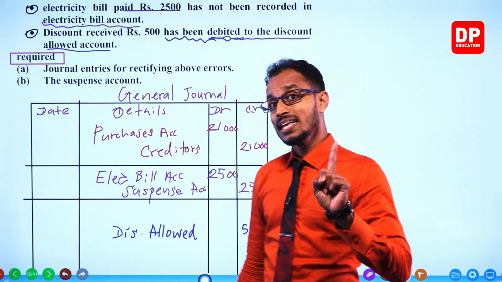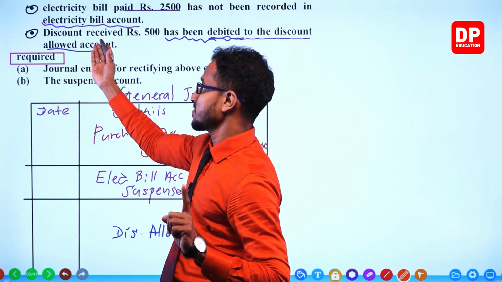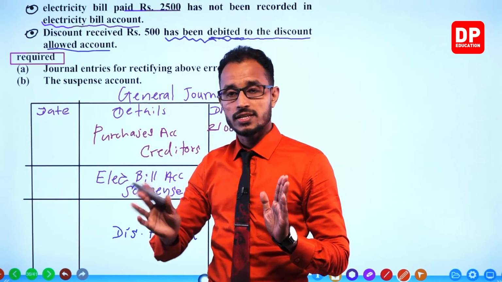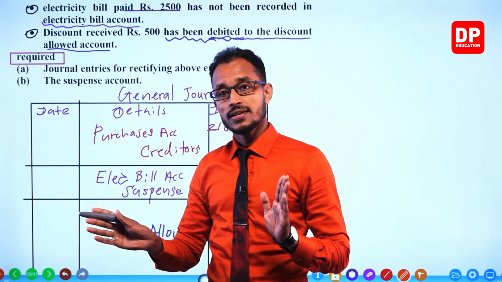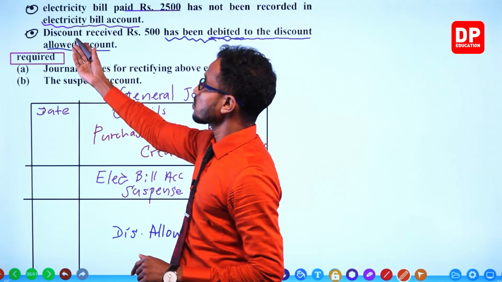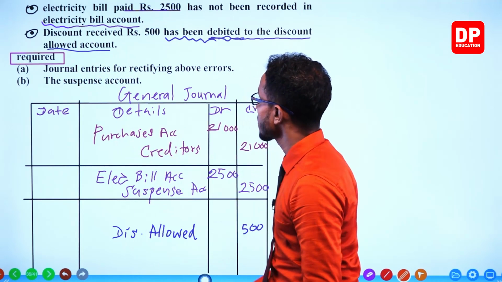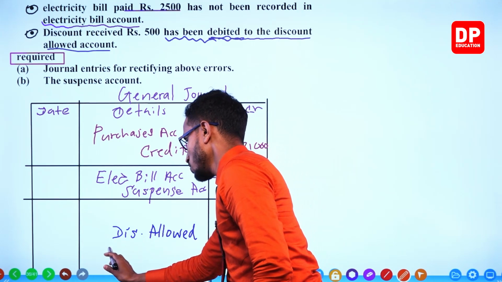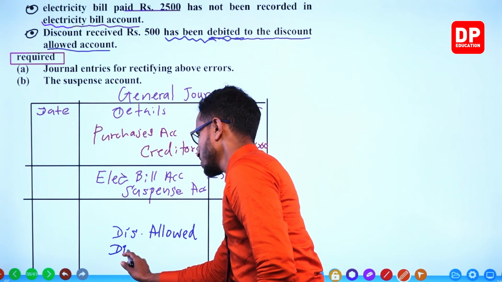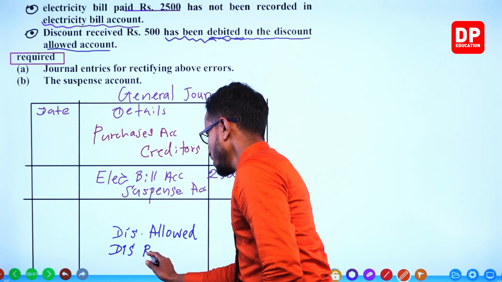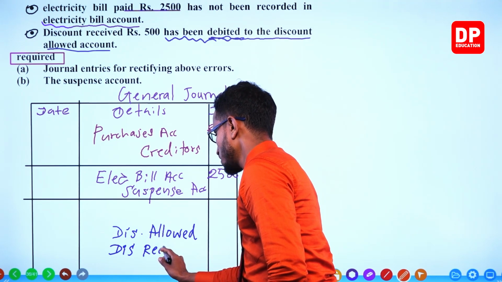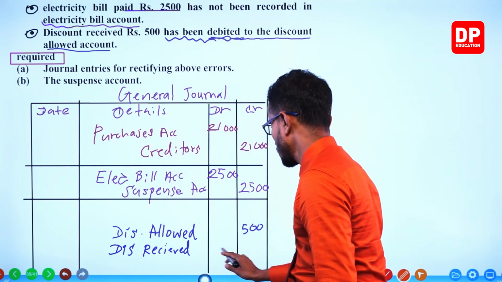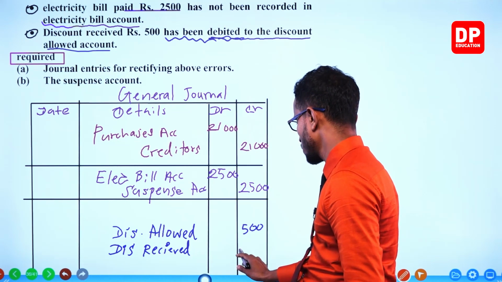Then the right place to record it is discount received. Discount received is an income, so that account is also credited. We must enter that also. Discount received 500. That is the correct place to record it. The discount received account is also credited.